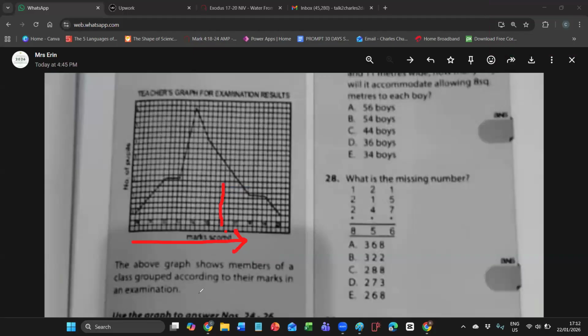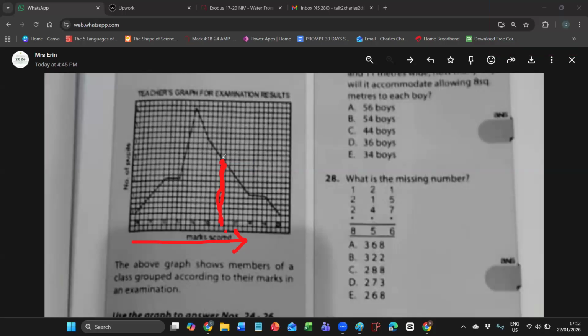Now that horizontal line says marks scored, right? And he said how many people have 16 marks? So Faith, please check, and Favor, please confirm. Is that where 16 is in the book? Is that where 16 is? It's next to the O, and see me, I do it next to the O. It's not 16. Okay. All right.